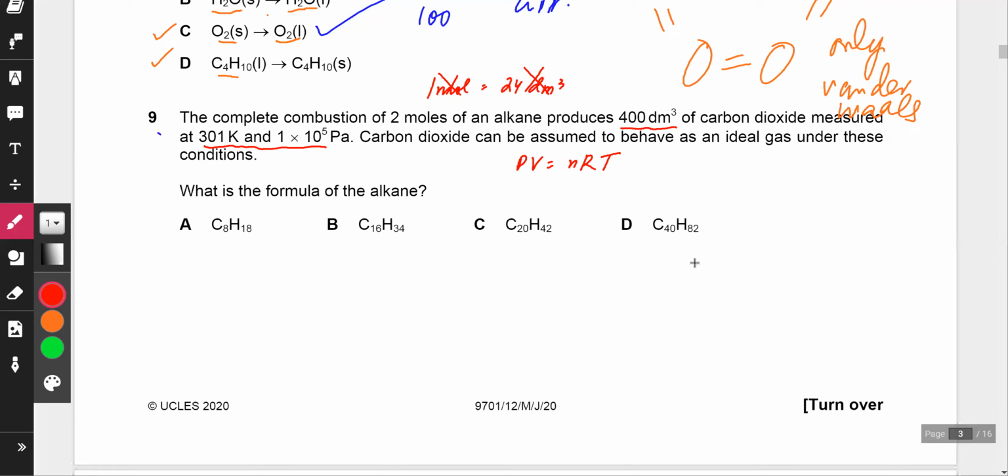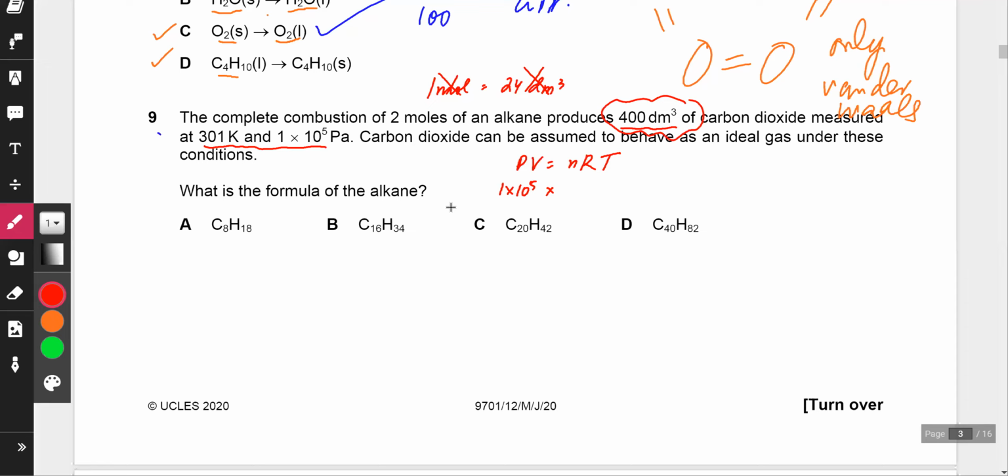where temperature is proportional to volume, temperature is proportional to pressure, and it links moles, temperature, volume, and pressure together. Pressure should be in pascals, so it's 1 times 10 power 5. You have to be very careful with the units. The volume must not be in dm cube, it should be in meter cube.